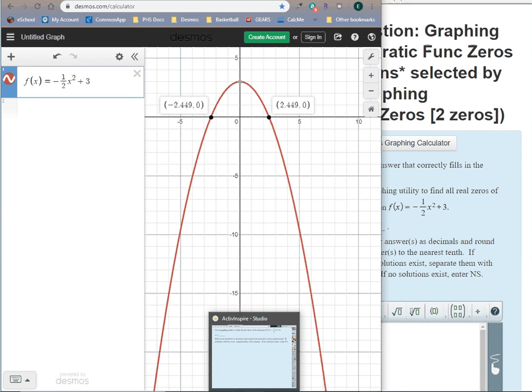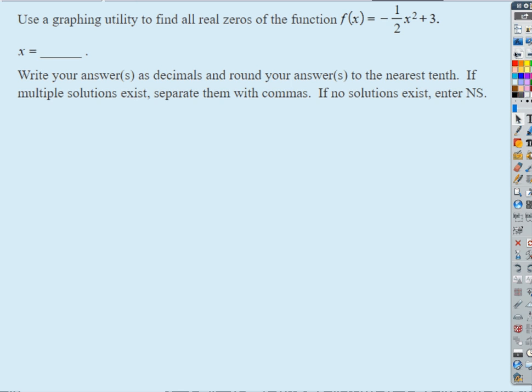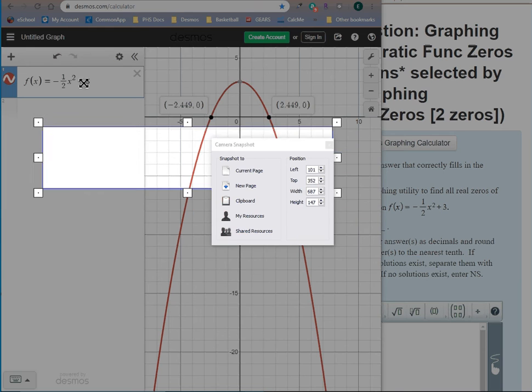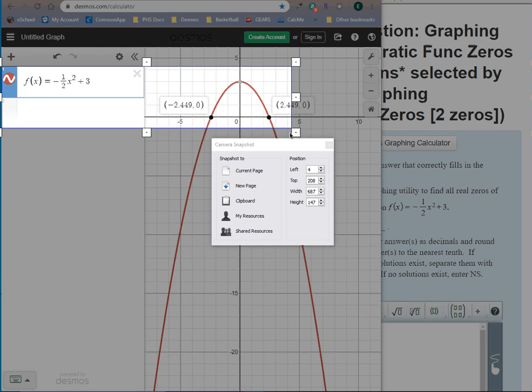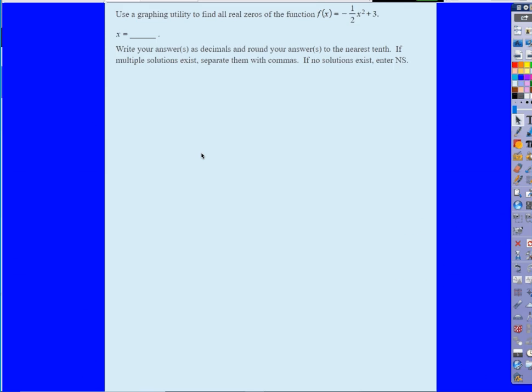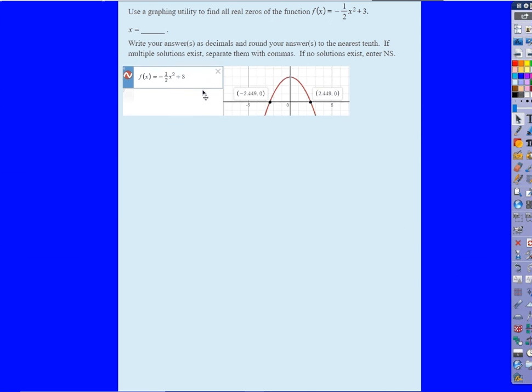Is it giving us exact answers? Yes. It's not. It's giving us decimal approximations, right? It's not giving us exact answers, which is the downside. So you got to take the good with the bad, I suppose. I'll just add this to our notes here.